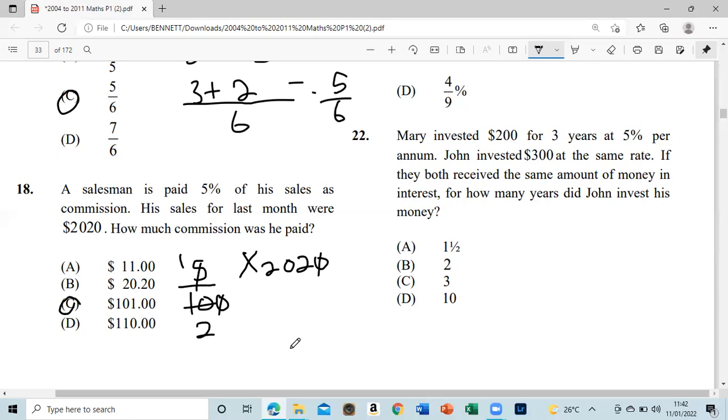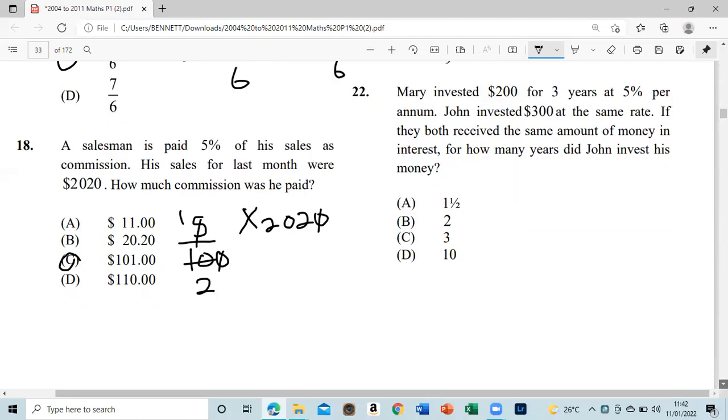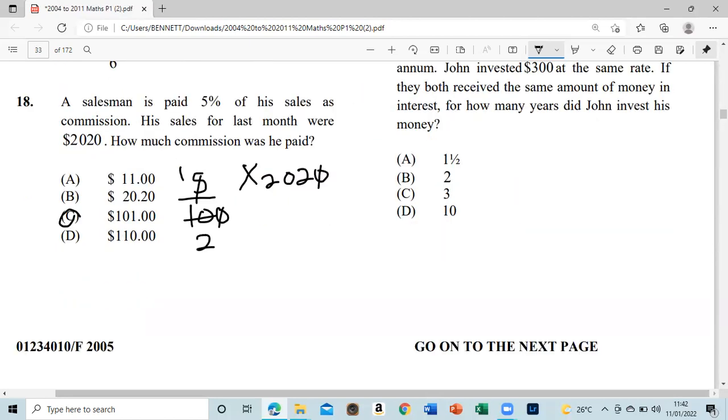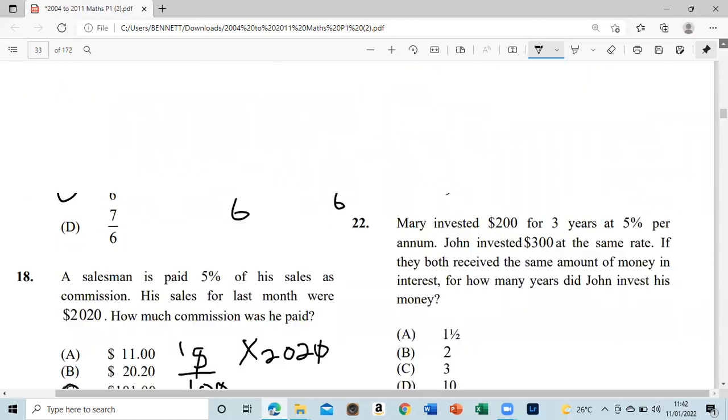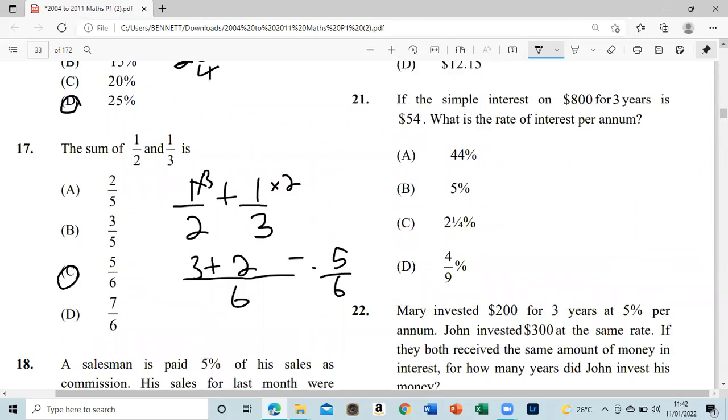All right, let's move on to number 19. Oh, we have to go up to the top. So I need to go through the paper then, because we don't know, yeah, 19.